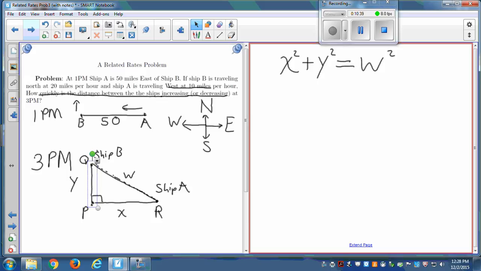So if I think of x as a function of time and use implicit differentiation, I basically get the equation, or I get 2x dx/dt plus 2y dy/dt equal to 2w dw/dt.